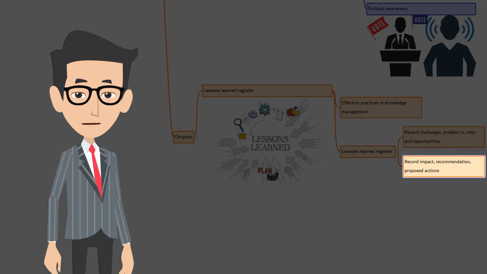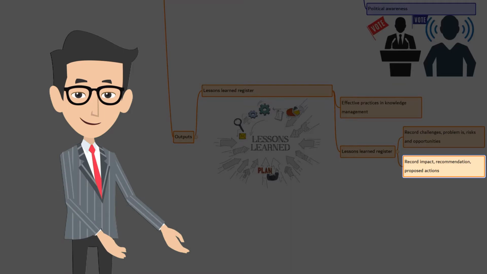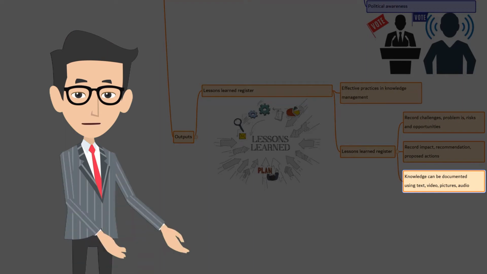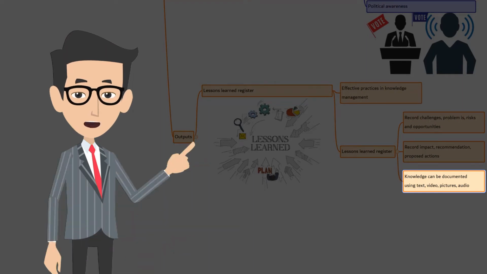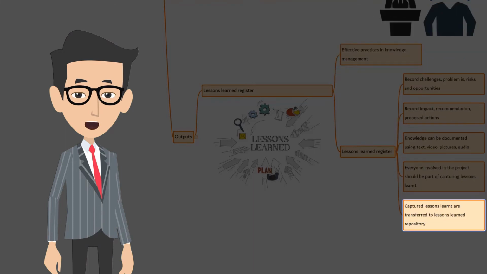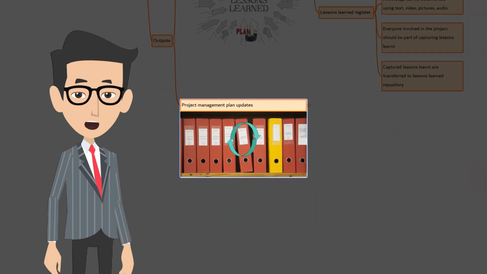The lessons learned register is created as an output of this process early in the project. Thereafter, it is used as an input and updated as an output in many processes throughout the project. Knowledge can be documented using text documents, videos, pictures, audios, or other suitable means that ensure the efficiency of the lessons captured. The persons or teams involved in the work are also involved in capturing the lessons learned. At the end of the project or phase, the information is transferred to the organizational process assets, called the lessons learned repository. The next one is project management plan updates.